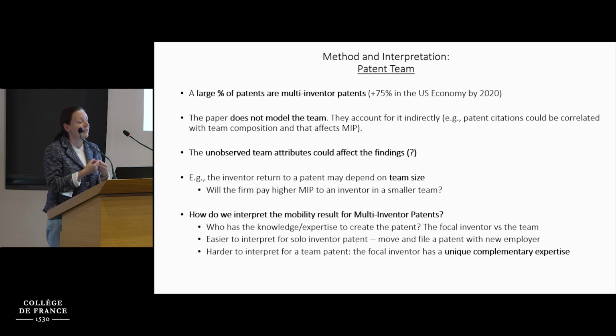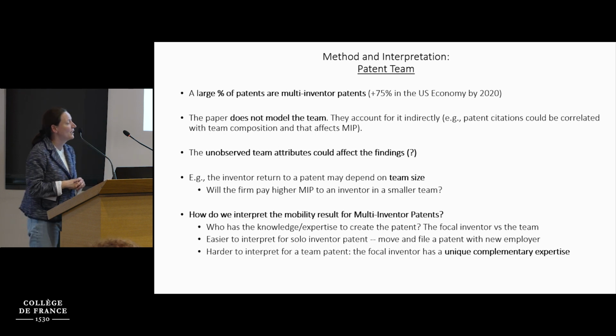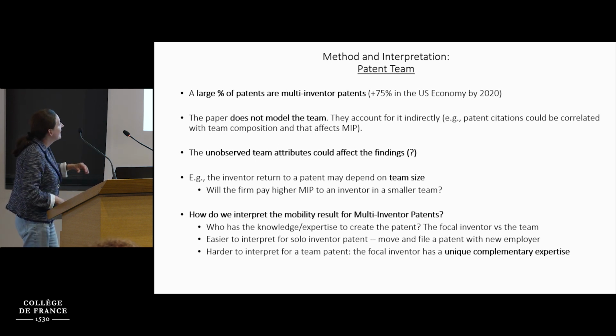For example, maybe team size matters also for the return of the patent. If a patent has 5 inventors versus 10 inventors, the firm may not be willing to pay the same amount of money to the focal inventor if you have contributed proportionally very little to the patent, because there are many other co-inventors in the team.